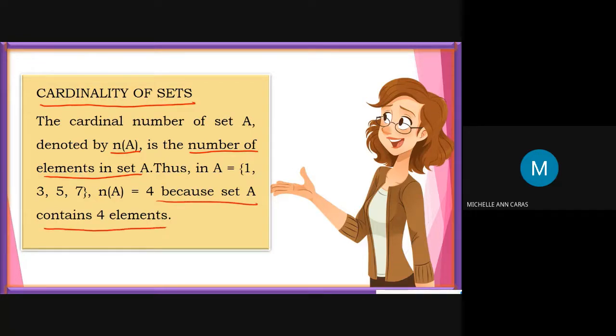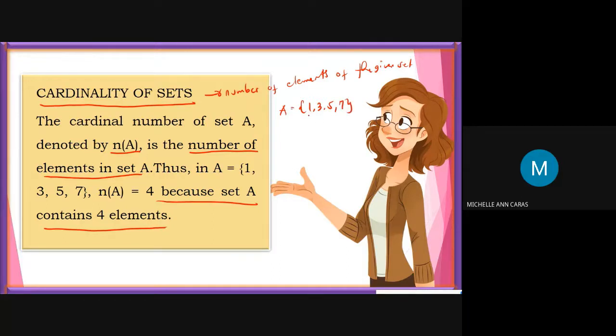elements. So, ibig sabihin kaya, when I say cardinality of sets, this simply refers to as the number of elements of the given set. Elements of the given set. So, isulat ko lang diri para klaro sa inyo. So, sa set A daw, ang iyang elements are 1, 3, 5, 7.